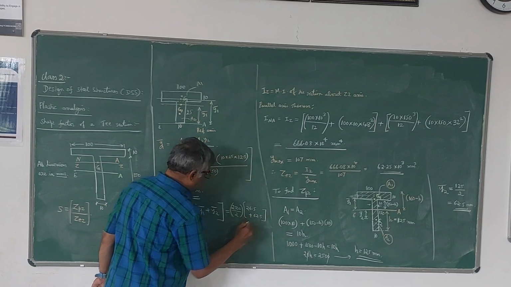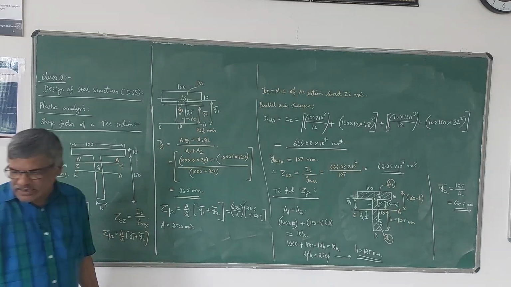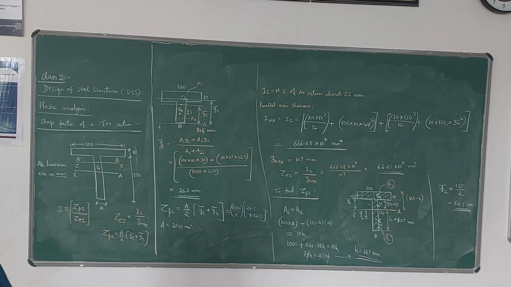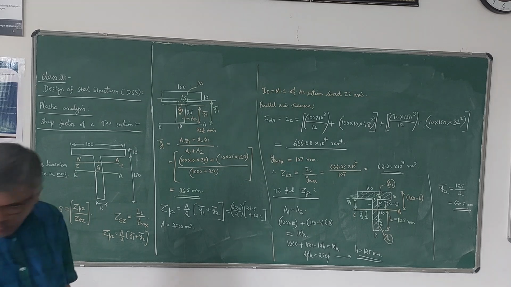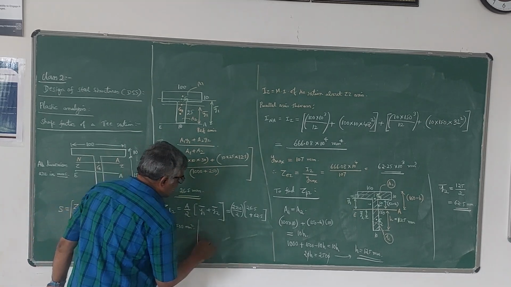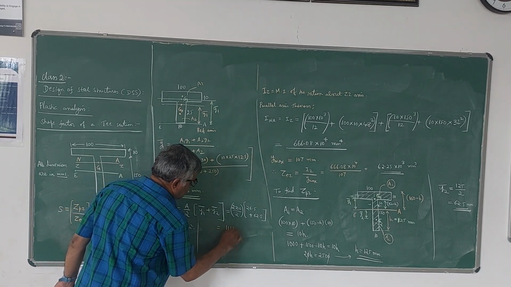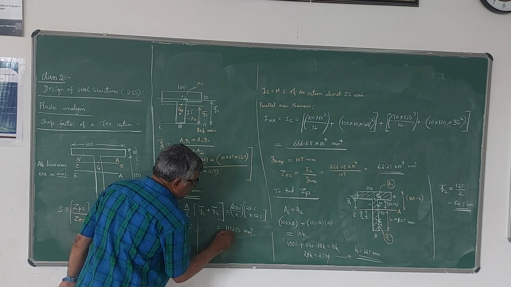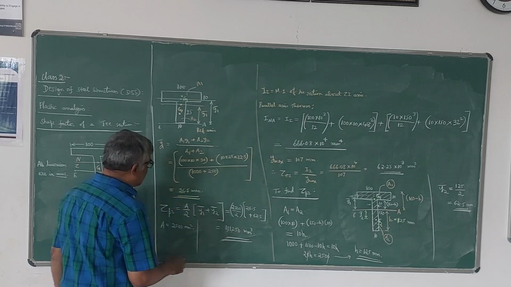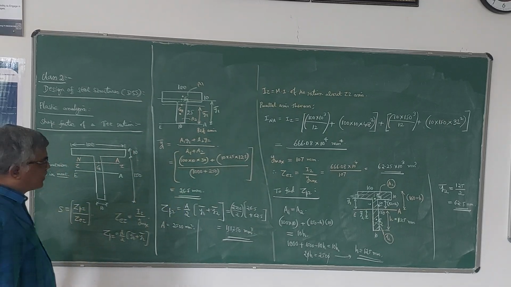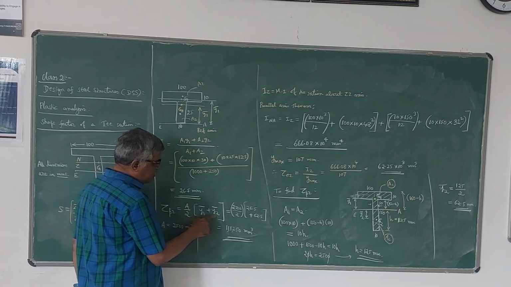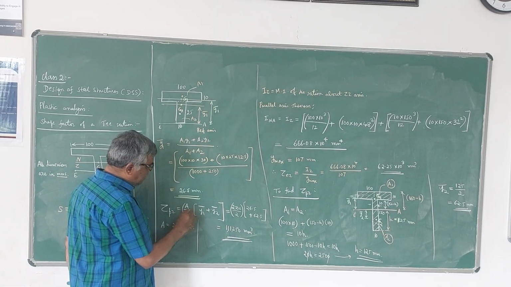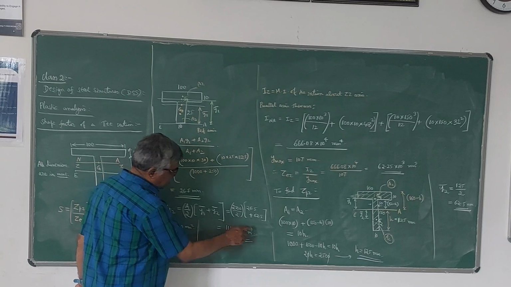Now if you simplify this, you will be getting ZPZ as 111250. Please check this. 111250 millimeter cube. Please note that the units of ZPZ and ZEZ are millimeter cube. Here y1 bar, y2 bar are in millimeters, A is in millimeter square. So if you multiply millimeter square by millimeter, you get millimeter cube.